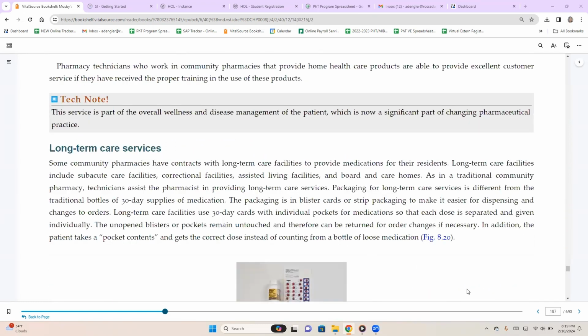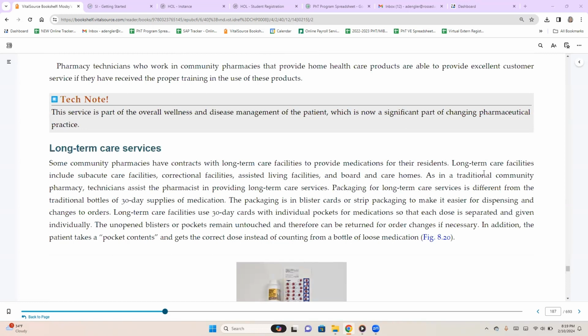Some community pharmacies have contracts with long-term care facilities to provide medications for their residents. Long-term care facilities include subacute care facilities, correctional facilities, assisted living facilities, and board and care homes. As in a traditional community pharmacy, technicians assist the pharmacist in providing long-term care services.